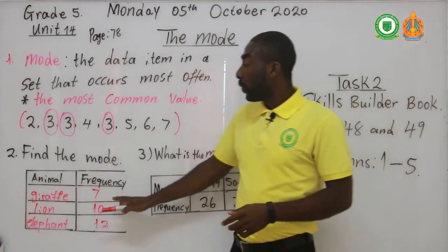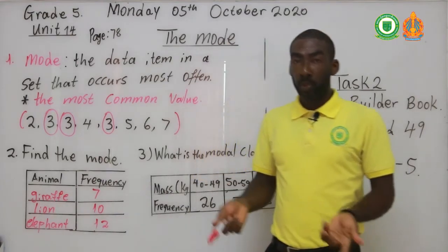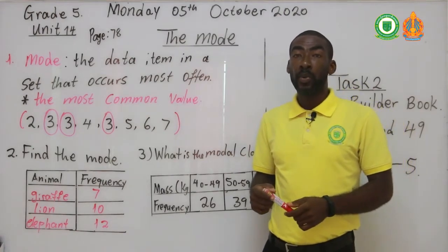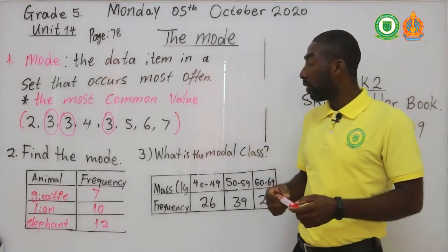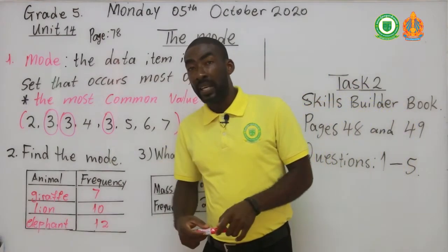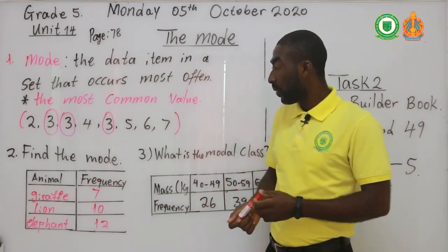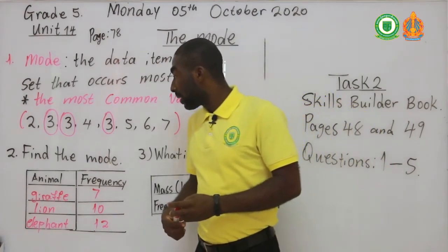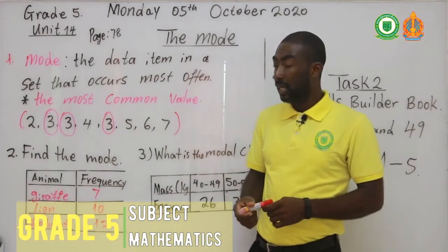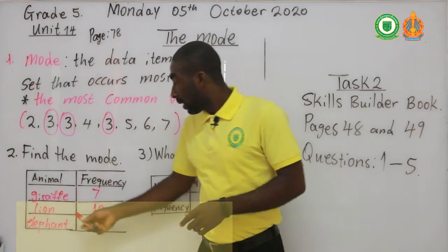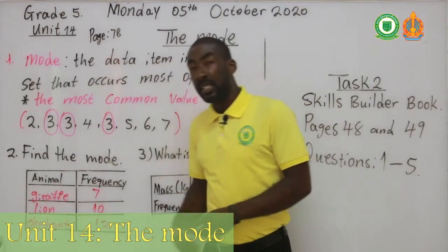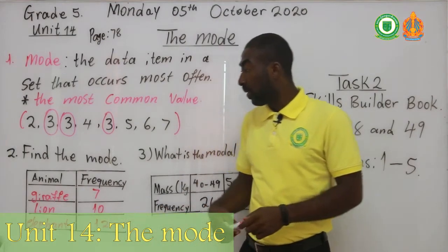When you have a table, how do you find the mode? So we'll be looking at how we can use a table to find the mode. This is a table that shows a group of animals in a zoo, okay? So the animals that we have in the zoo, we have giraffe. There are 7 in number at the zoo. The number of lions in the zoo, we have 10. And then the number of elephants in the zoo, we have 12, okay?